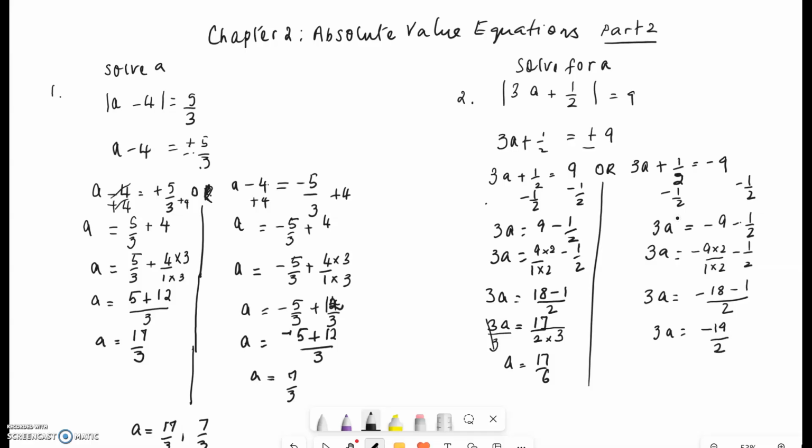Now we divide both sides by 3, and that is the same as taking -19 over 2 times 3. As long as 3 is in the denominator and it's multiplied to the numbers in the denominator, we are fine. So a is equal to -19 over 6.